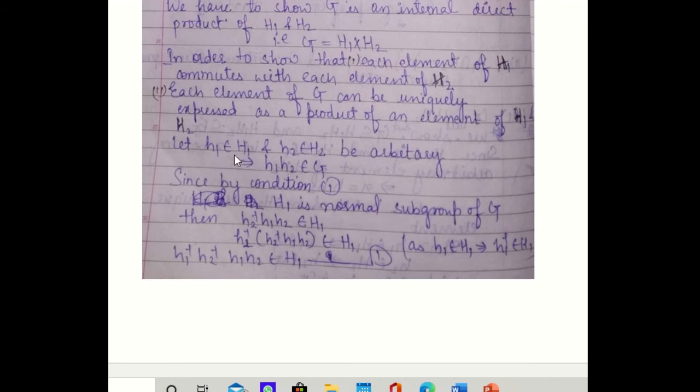So let small h1 belong to capital H1 and h2 belong to capital H2 be arbitrary. H1, H2 belong to G, since by condition 1, H1 is a normal subgroup of G. So this implies we can write h2 inverse h1 h2 inverse, which can be written by this.